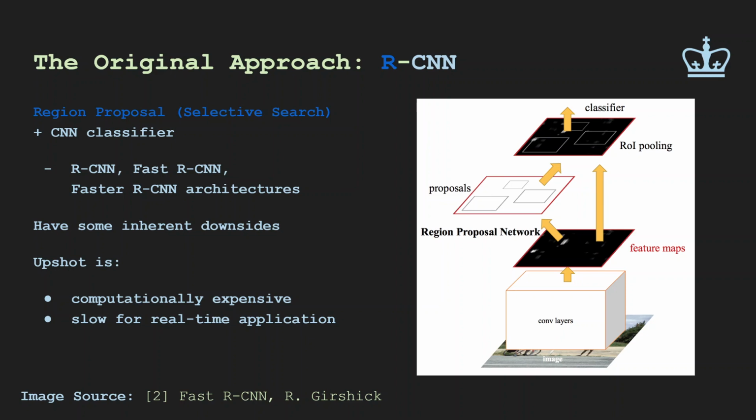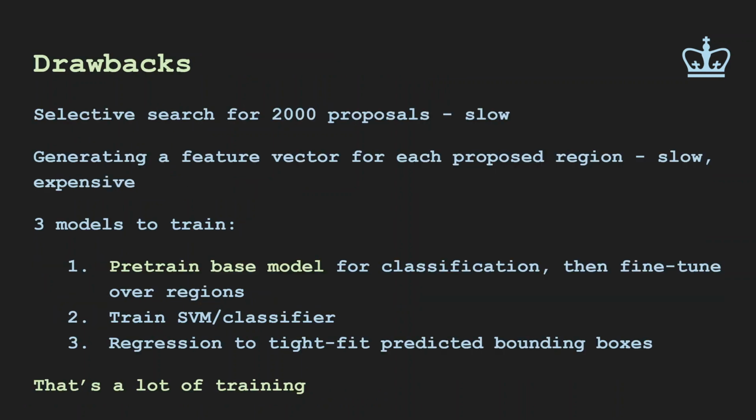Now, while this is still a better approach than using a naive crop-based sliding window, there are still a few drawbacks. First of all, this is very computationally expensive and slow for real-time applications. This is because the proposal network often produces on the order of 2,000 different proposals, and each of these proposals needs to be gone through and classified to detect objects. Additionally, creating the feature vector for each of these proposed regions is very slow and expensive.